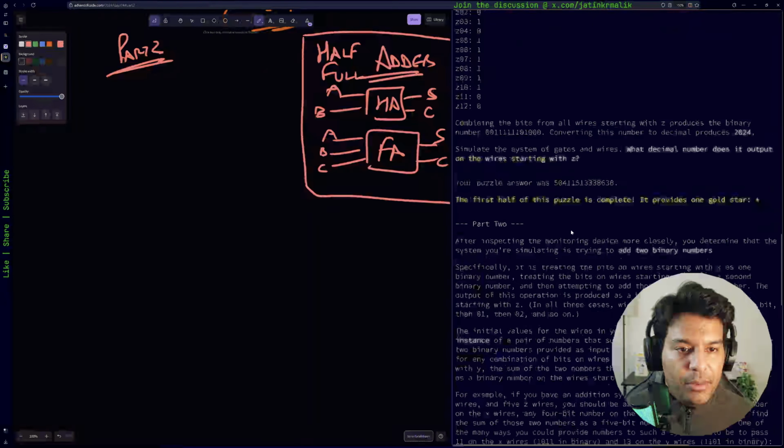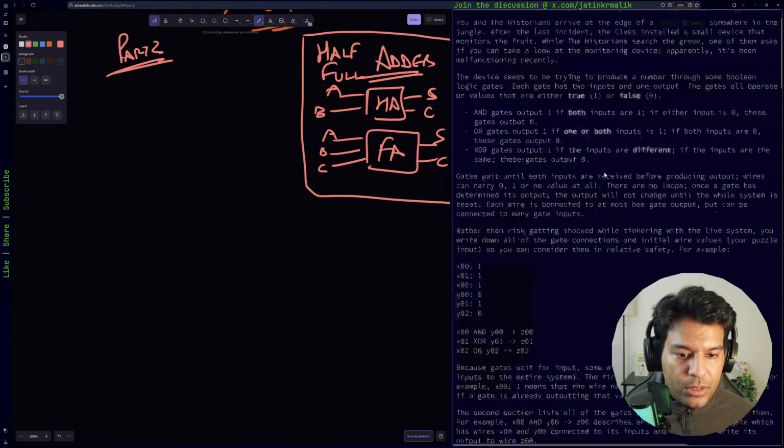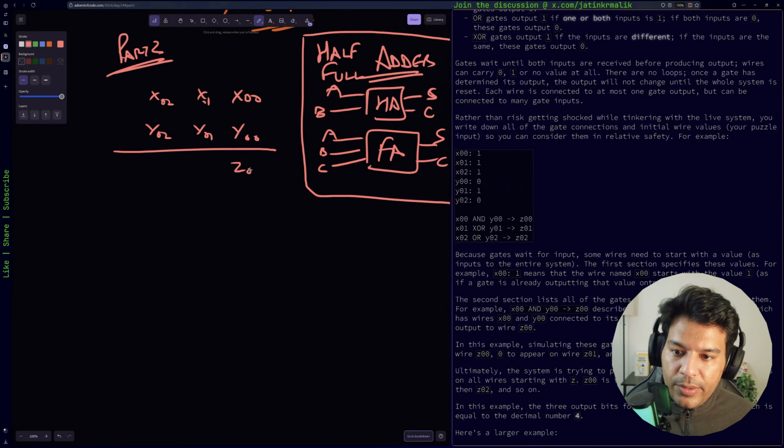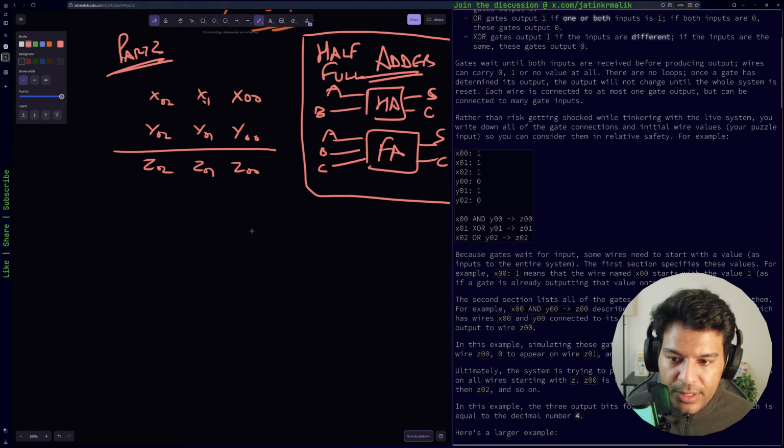Oh, so I see. Remember we were given these inputs here. Let's take this example. What it is saying is essentially that it is trying to do x00, x01 and x02, and then add y00, y01 and y02 to produce the values z00, z01 and z02 that we are doing here. If you write them down, this number is 111 and we are trying to add it to 010.